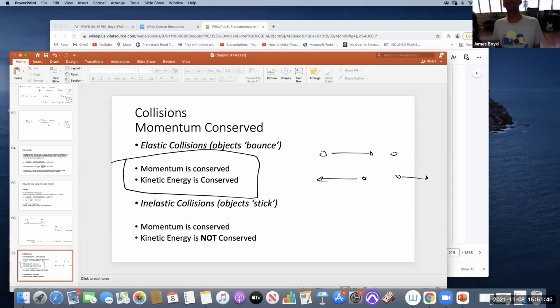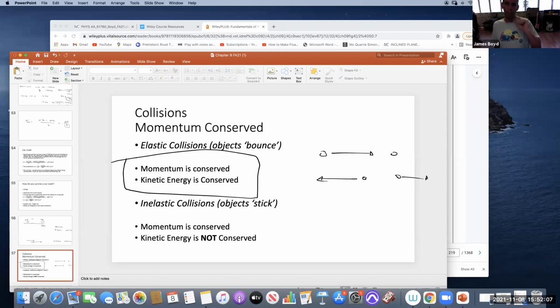Three equations for you. You just need to know what the equations are and which cases they apply to. When objects stick, momentum is conserved. Momentum is always conserved. Kinetic energy is not conserved. So we'll talk about what that means and the difference between the two.